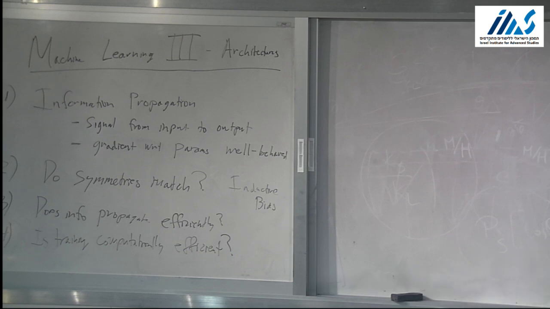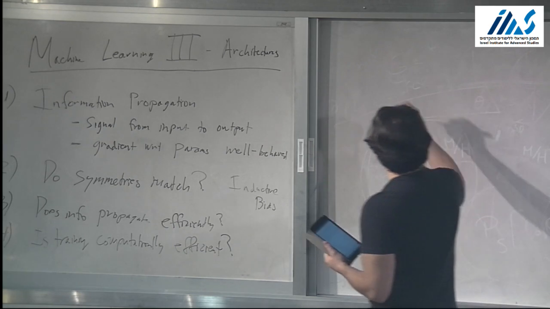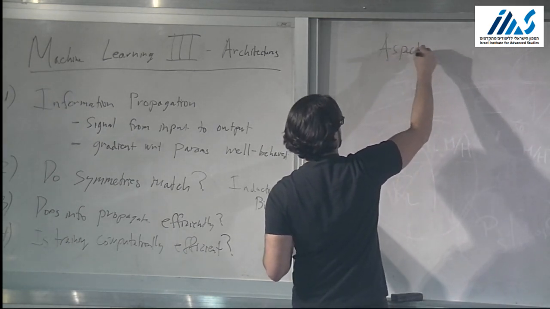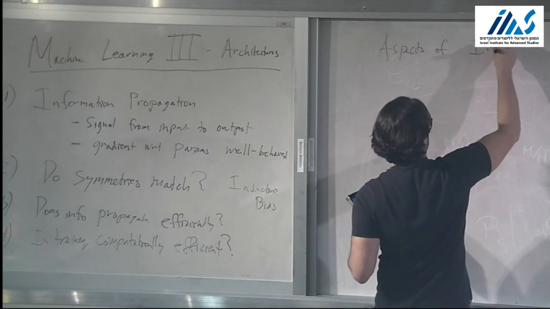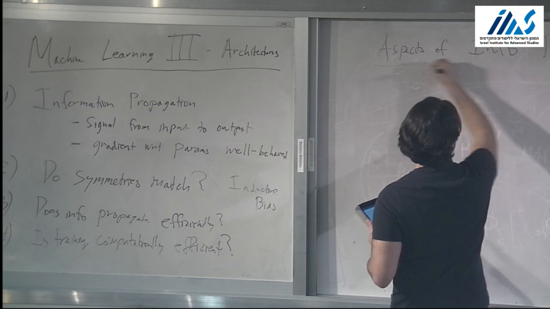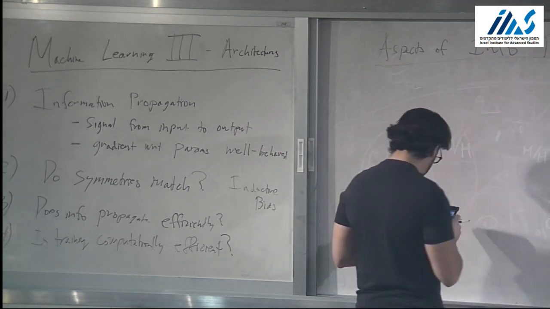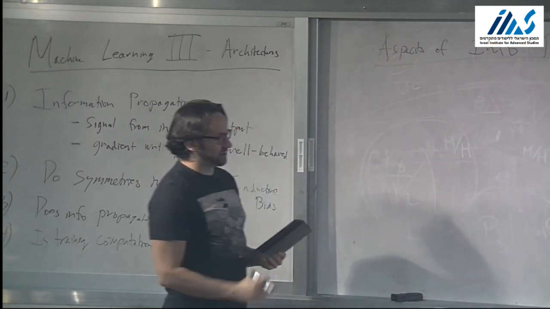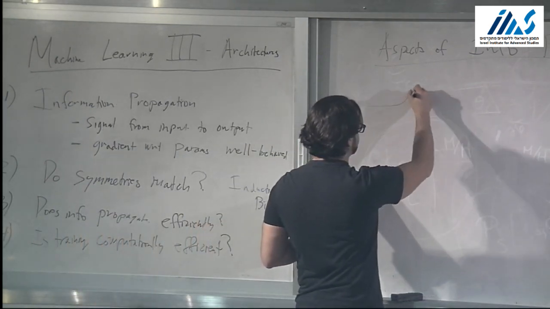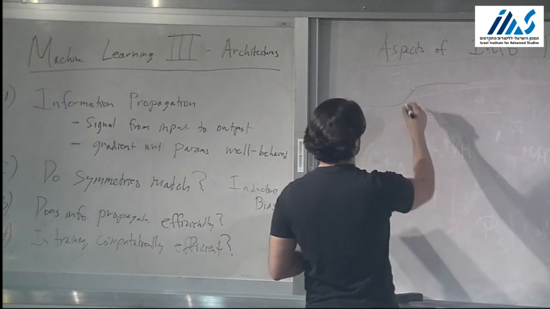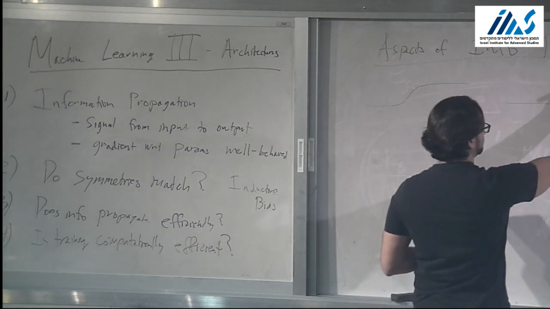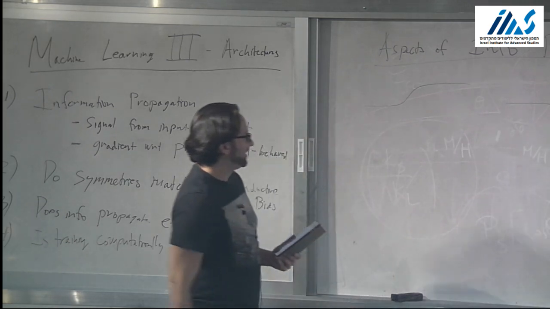Okay, so now let's talk about some aspects of and solutions to this info propagation question. So one thing that I already mentioned is that people used to train neural nets with activation functions that looked like this, and now they mostly use this function.